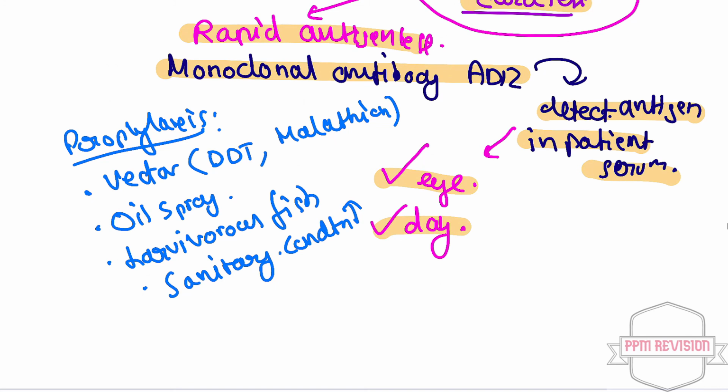So to repeat, for prophylaxis, vector control, DDT and malathion can be used. Oil spray is used over the water surfaces so that the vector doesn't spread. Larvivorous fish is used, and sanitary conditions need to be improved. So this was about the filaria.